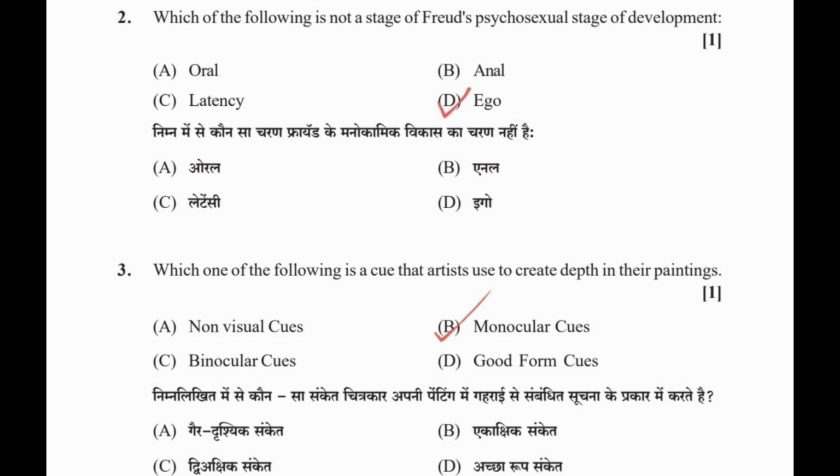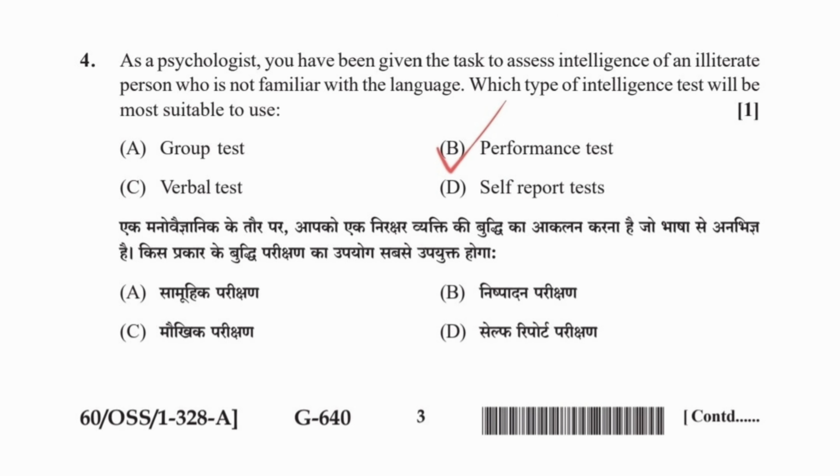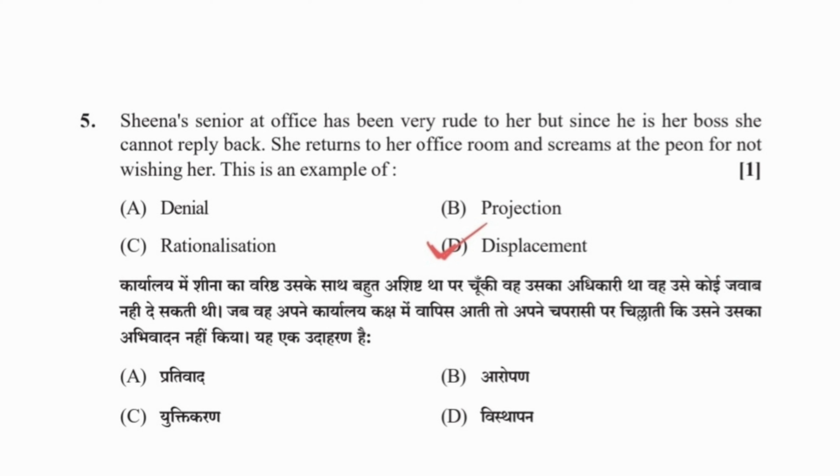B. Monocular cues. 4. As a psychologist, you have been given the task to assess the intelligence of an illiterate person who is not familiar with the language. Which type of intelligence test will be most suitable to use? B. Performance test. 5. Sina's senior at office has been very rude to her, but since he is her boss, she cannot reply back. She returned to her office room and screams at the peon for not wishing her. This is an example of displacement.